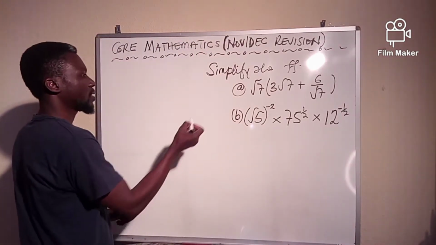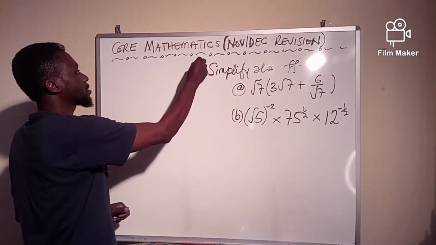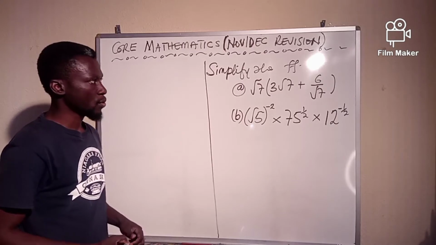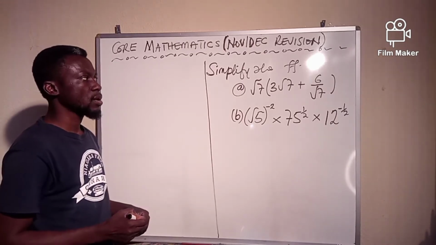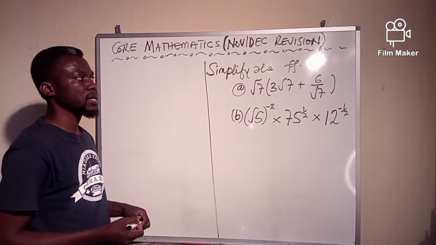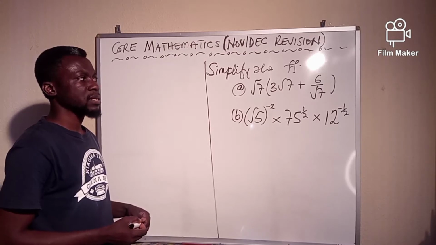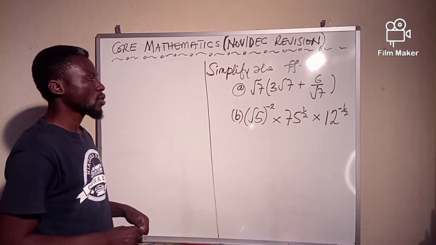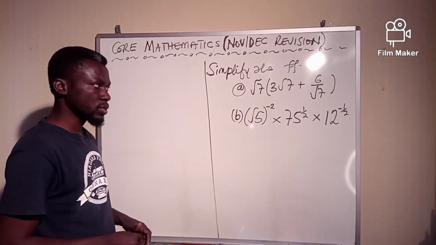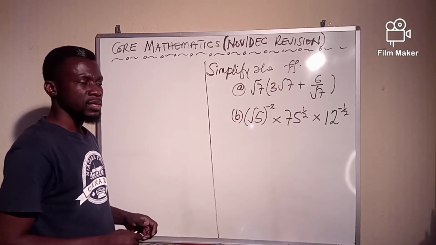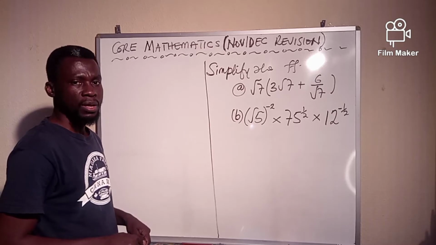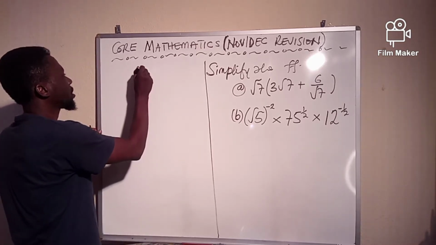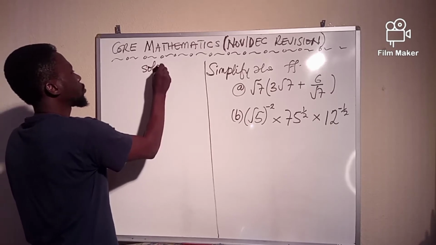All right, now the question says that we should simplify the following. Question A says the root of 7 into brackets 3 root 7 plus 6 over root 7, bracket closes. Then B says that the square root of 5 raised to the power negative 2 times 75 raised to the power half times 12 raised to the power negative half. Now let's look at the solution to this. So let's put here quickly solution.